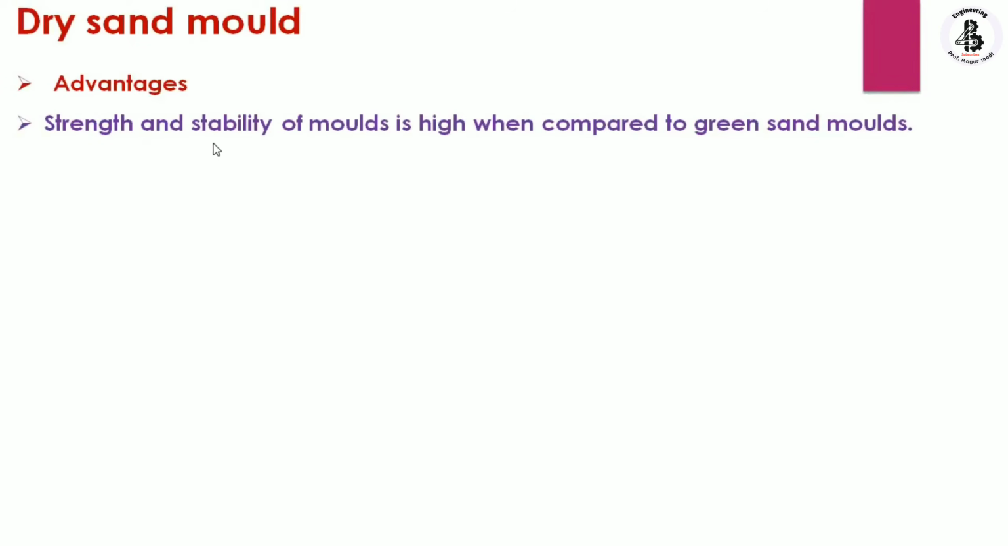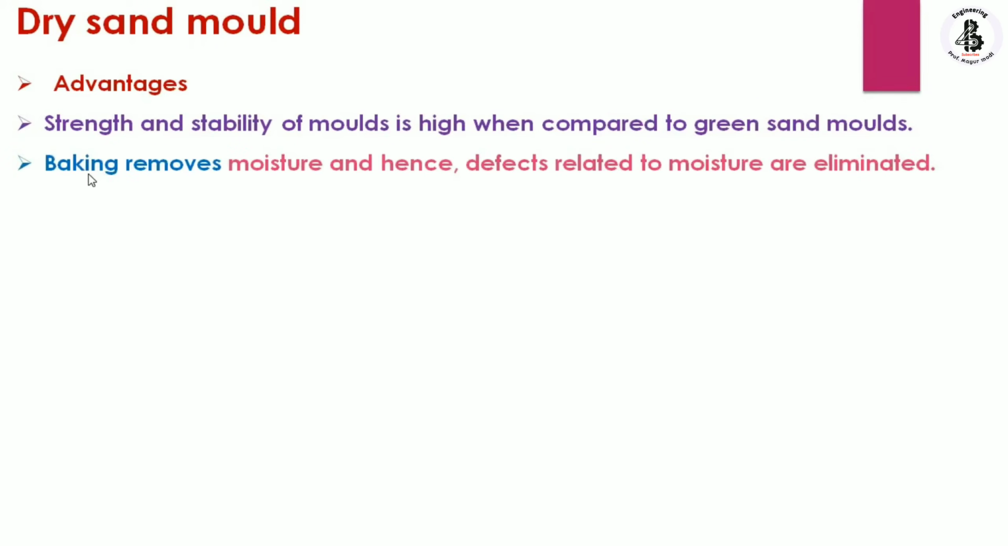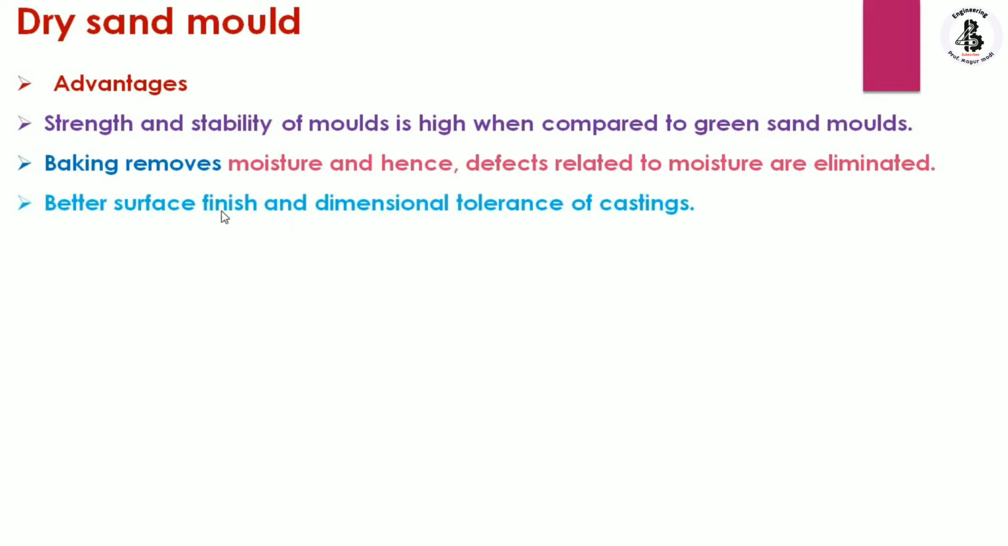Then the advantages of dry sand molds, like strength and stability of the molds, are high when compared to a green sand mold. Baking removes the moisture, and hence defects related to moisture are eliminated or reduced. Better surface finish and good dimensional tolerance of castings.